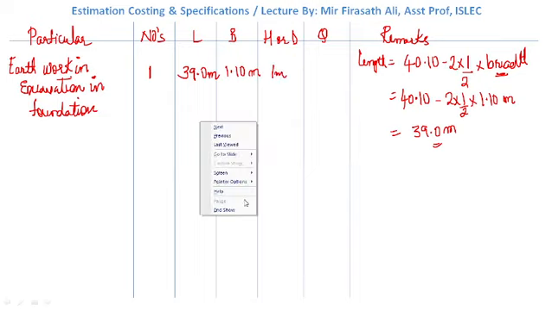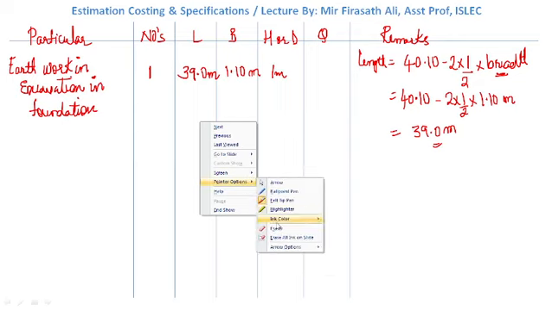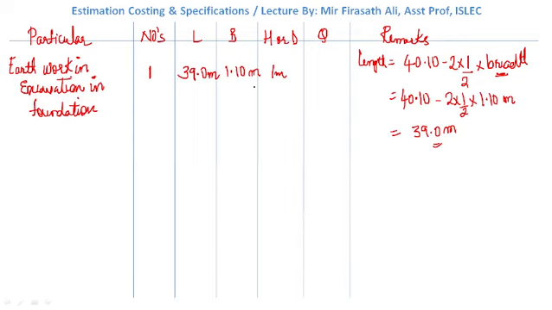Now, what we need to do? We need to multiply all these four things: number into length into breadth into height. What value will we get? 1 into 39 into 1.10 into 1, we get 42.90 meter cube. So, 42.90 meter cube. In a similar manner, what we need to do?